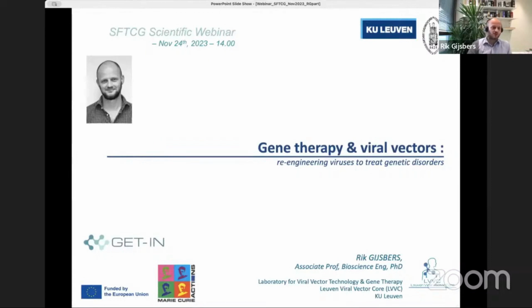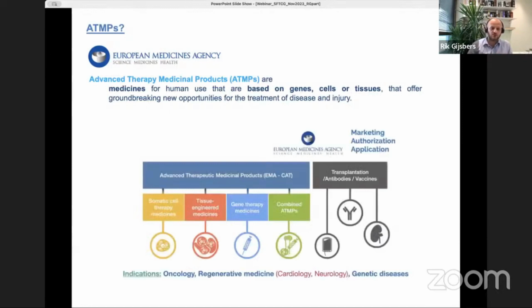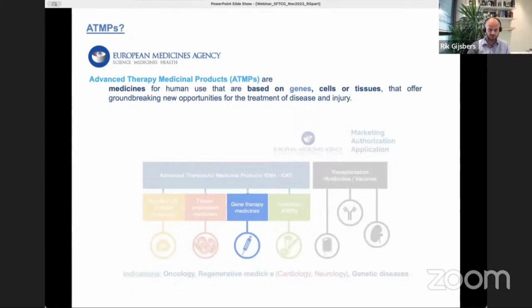What are viral vectors, and what are ATMPs? To start with, ATMP stands for Advanced Therapy Medicinal Products. These are medicines defined for human use based on genes, cells, or tissues, and they provide groundbreaking new opportunities for the treatment of disease and injury. This is how the EMA, the European Medicines Agency, defines these. Here you see a cartoon depicting what ATMPs are, and you can discern the somatic cell therapies, tissue engineered therapies, gene therapies, and the combined therapies. Today we will mainly focus on one subset, namely the gene therapeutic medicines.